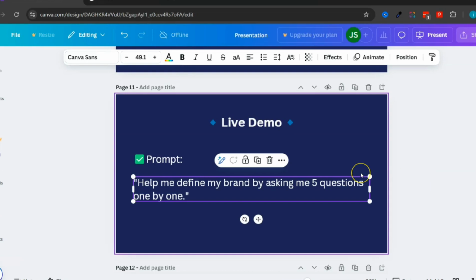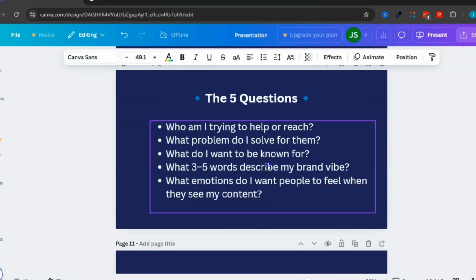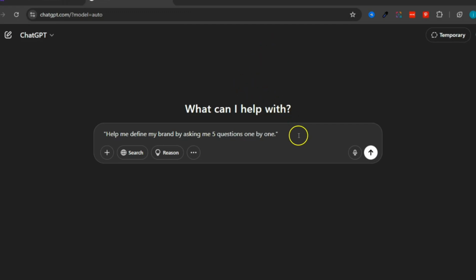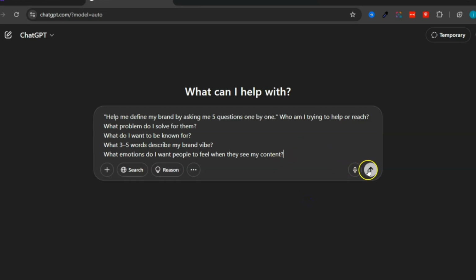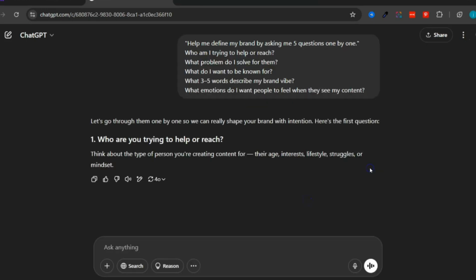Then we're going to go up to the questions right here. Here are the questions. Come over here and paste those questions, then go ahead and run this. Okay, let's get started with the questions. All you have to do is answer these questions one by one, and ChatGPT will give you some ideas on how to think about these questions before you answer them. Let's answer the first one.